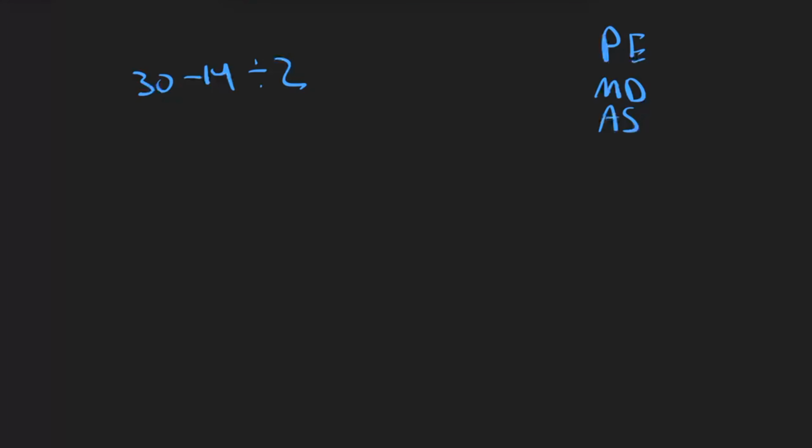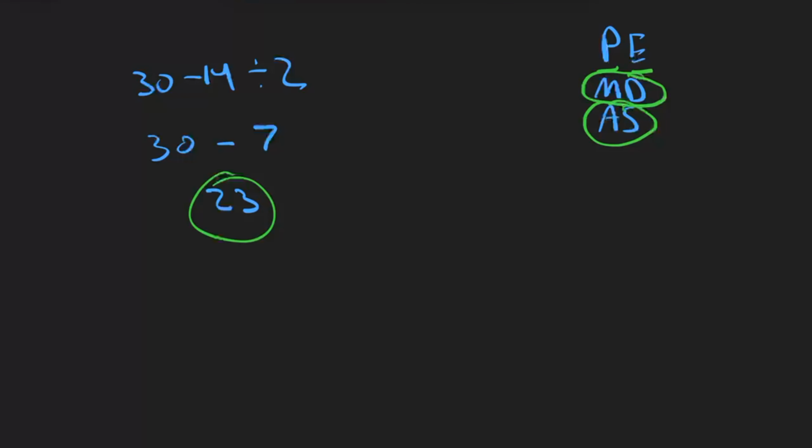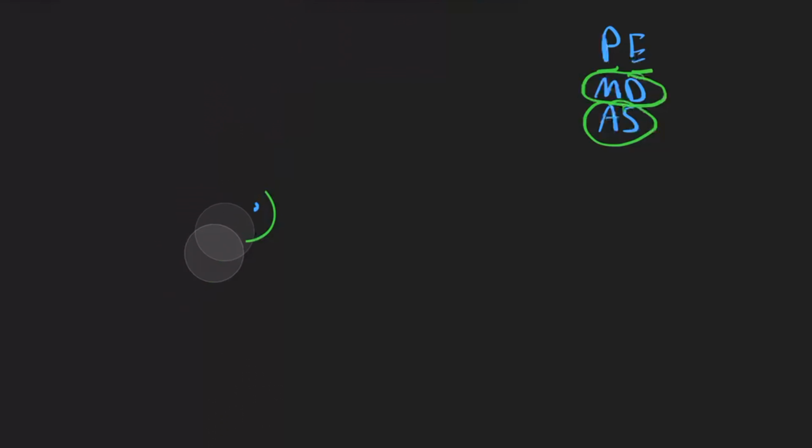So, step 1, parentheses. If you don't have any, we can move on to step 2, exponents. Again, we don't have any exponents. We can move on to step 3, multiplication and division, which we do have some here. 14 divided by 2. We can go ahead and solve that. 14 divided by 2 is 7. 30 minus 7. Then obviously here, the last step, addition and subtraction. We can go ahead, solve this. 23 is our solution. Does that make sense? We do the multiplication and division, then we go on to our addition and subtraction step.